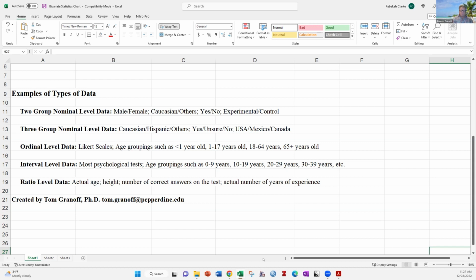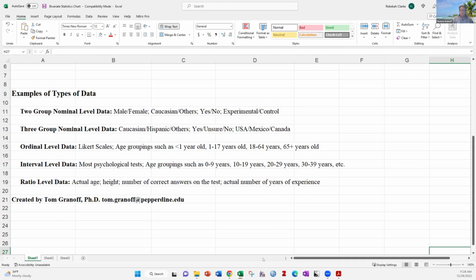Ordinal level data, the classic example that most people know are Likert scales: strongly disagree, disagree, unsure, agree, strongly agree; never to always; poor quality to excellent quality. The second one there, age grouping: less than a year, 1 to 17, 18 to 64, and 65 plus. I found that one when I was working in healthcare, because for insurance purposes we would split people that way. Less than a year, those are the newborns. 1 to 17, those are kids. 18 to 64, those are adults. 65 plus are seniors. It's not real precise, but you can go from younger to older with that. That's ordinal level. And in another of our videos, we're going to talk in detail about different kinds of Likert ordinal scales.